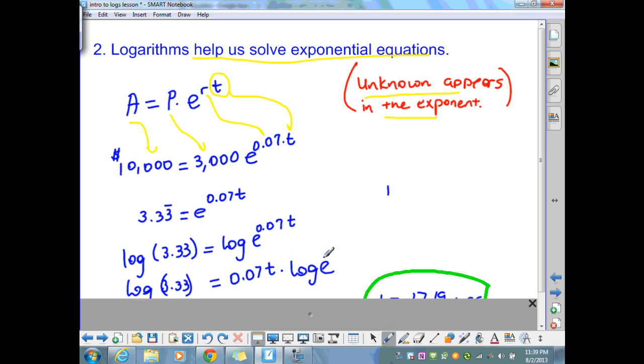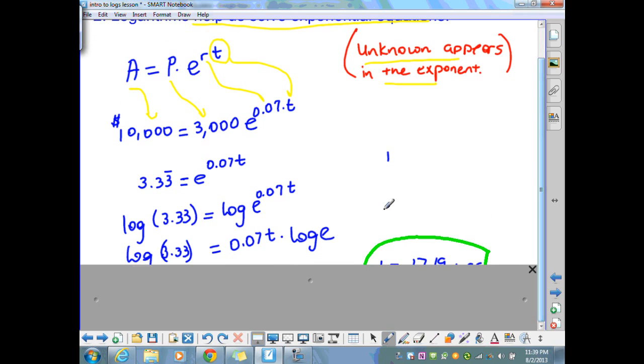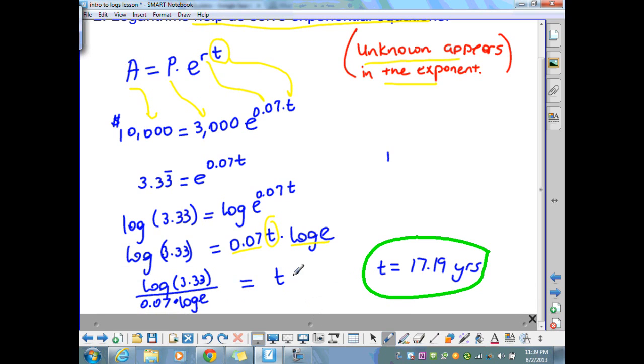And log of e is something you can calculate on the calculator as well. Now it's a matter of dividing both sides by 0.07 times log e, because that way you're going to isolate t all by itself. And if you do all of that and evaluate that on the calculator, you will get t equals about 17 years.